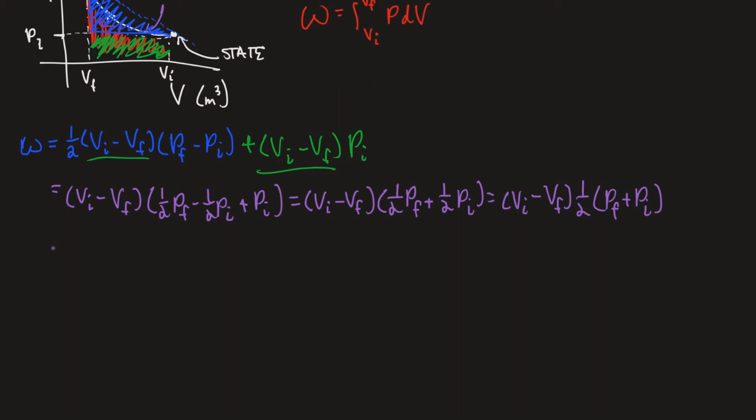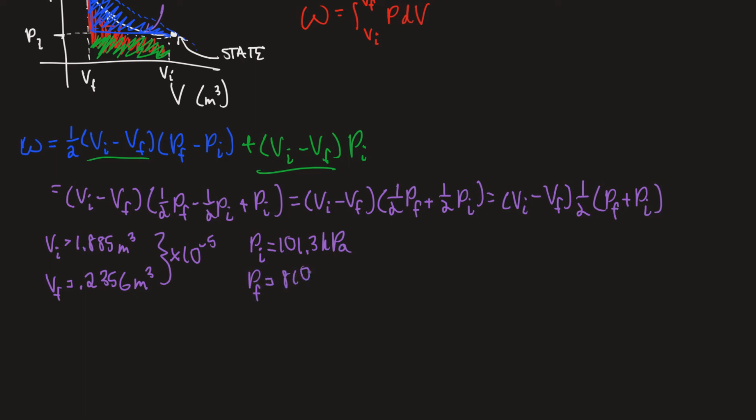So the initial volume was equal to 1.885 meters cubed. The final volume that we had in our last example was 1/8 of that, so it was 0.2356 meters cubed. Both of these need to be multiplied by 10 to the negative fifth. And then we had as our initial pressure the atmospheric pressure of 101.3 kilopascals, and the final pressure as 810.41 kilopascals.